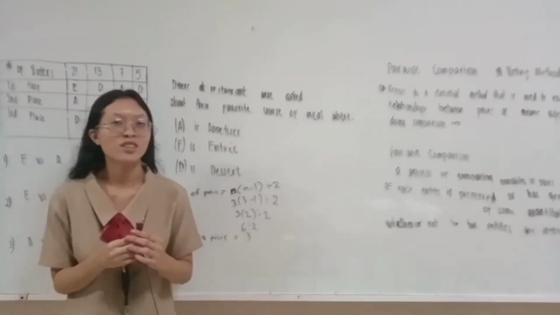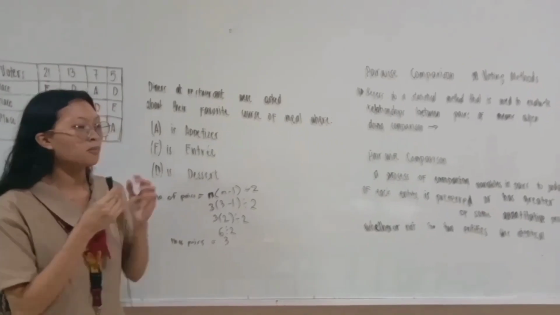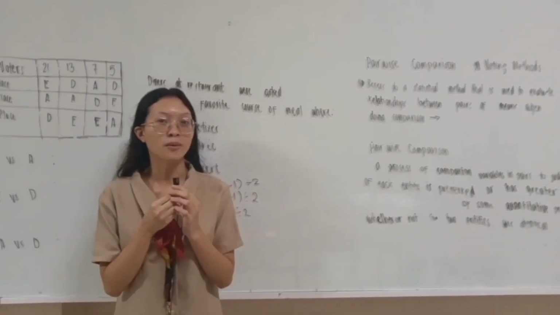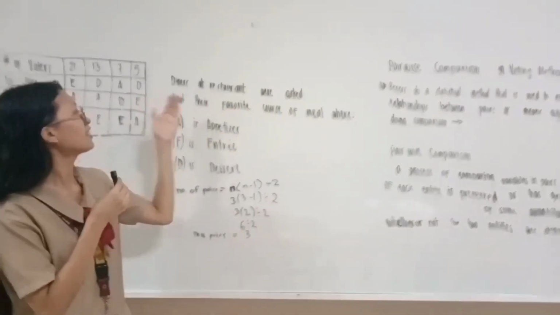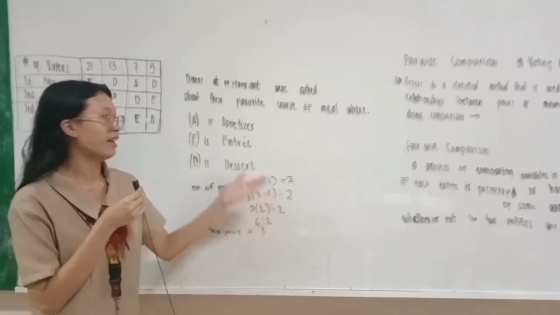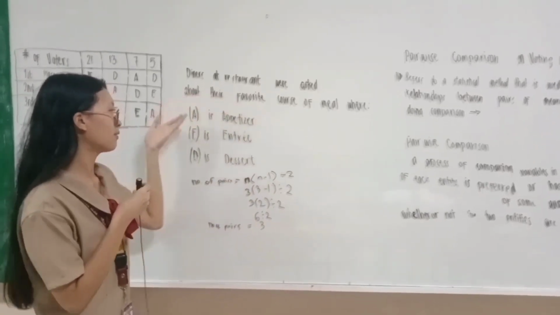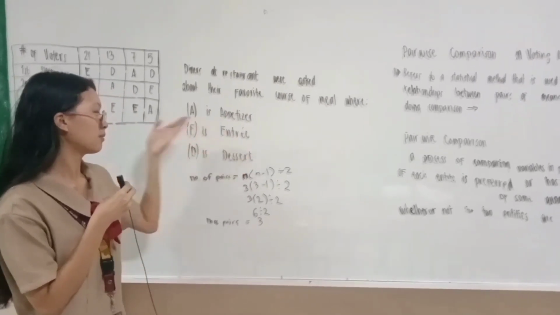Based on the current explanation about pairwise comparison in voting methods, there are possible higher and lower numbers of pairs. Like our problem, diners at a restaurant were asked about their favorite course of meal, where appetizer is represented by A, entree is represented by E, and dessert is represented by D.